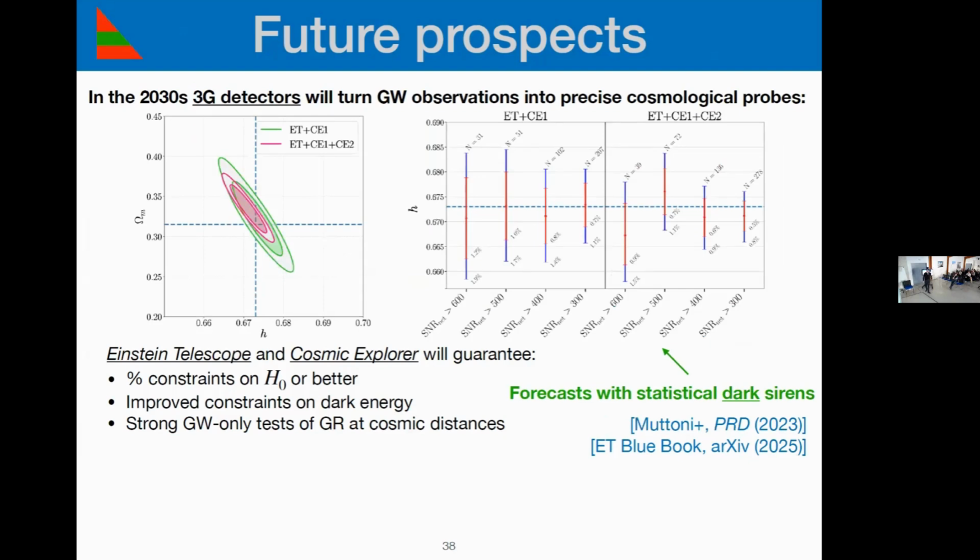For galaxy catalogs, this is something we did a couple of years ago. You can get, again, down to a few percent. This is not without any counterpart, but assuming that you have a galaxy catalog complete up to redshift 1, let's say, or more or less 1. Photometric. We're not considering spectroscopy.